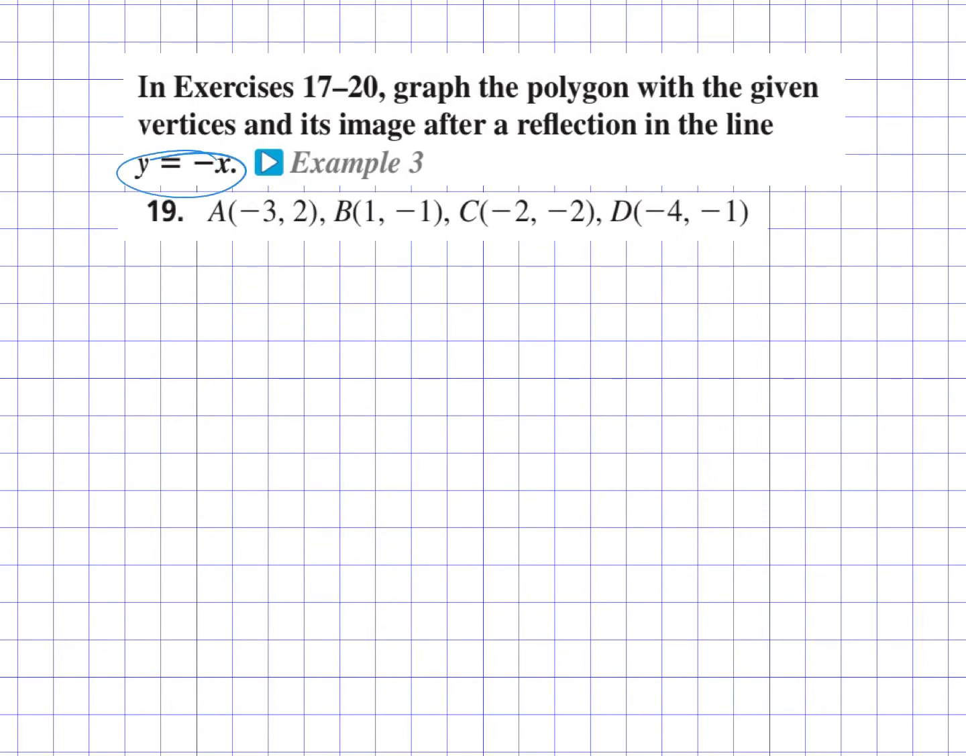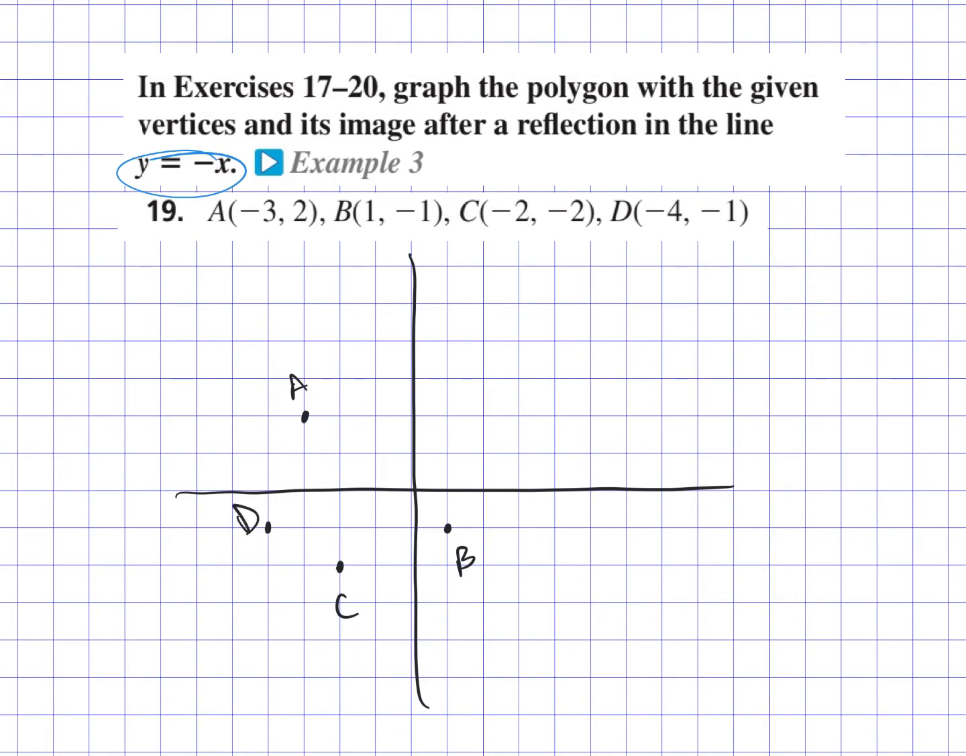19. We're going to graph it again around y equals -x. So let's go just a little bit faster. (-3, 2) is A. (1, -1) is B. C is at (-2, -2). And D is at (-4, -1). Okay, make sure everything's in the right spots.